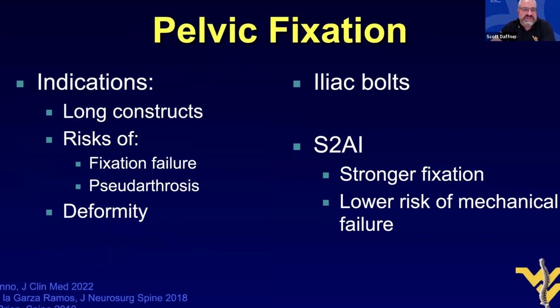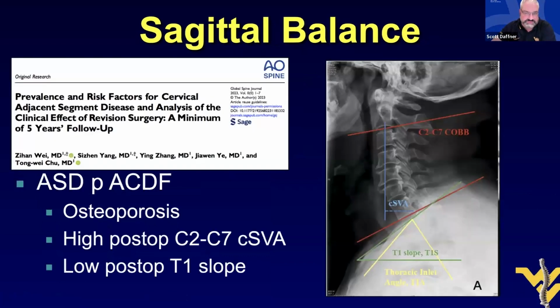And obviously, pelvic fixation helps out, particularly with long constructs or any patients that are at high risk for failure. And again, if we're doing long deformity surgeries, some evidence that the S2AI screws generally are going to provide stronger fixation, less risk of failure. And that kind of goes in with the next topic here, which is keeping an eye on our sagittal balance. So it's interesting, if you try and look up osteoporotic spine surgery in the cervical spine, there's next to nothing that you can look at.